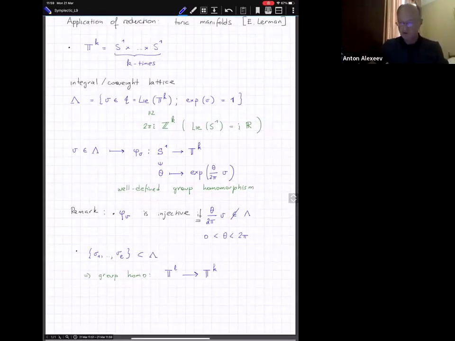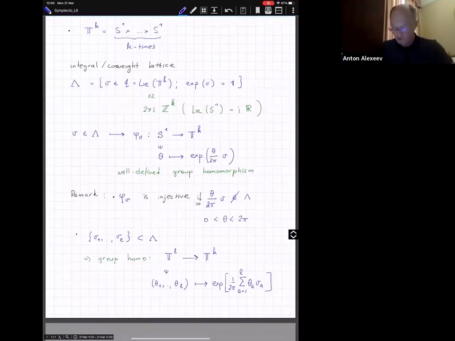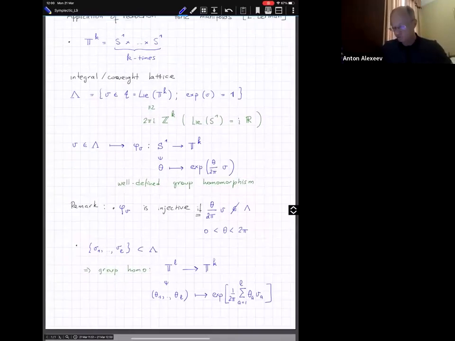So how does it work? Of course, it works just in the same way as before. So I take those angles, theta 1, ..., theta L, so they parameterize L circles, and I map them to the exponential of 1 over 2 pi, and here I take a sum over A from 1 to L, theta A, VA, right? So it's easy to see, this is again a group homomorphism.